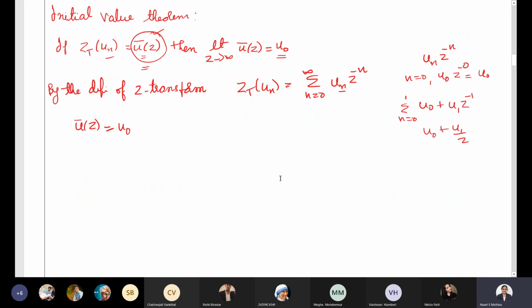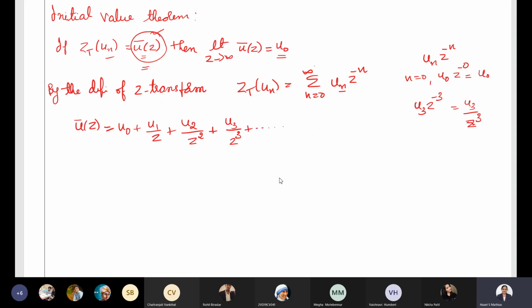We have discussed this in the previous class. When you go on giving different values for n equal to 0, 1, 2, etc., we get u naught plus u1 by z plus u2 by z square plus u3 by z cube. This is z power minus n. When n equal to 3 we get u3 z power minus 3, which is nothing but u3 by z cube. That's why I have written it like this, and it goes up to infinity.